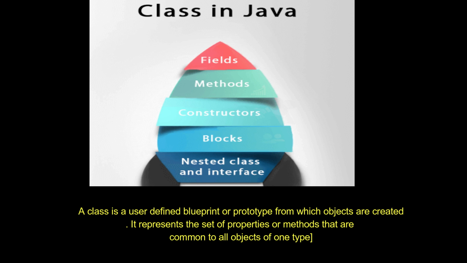A class is a user-defined blueprint or prototype from which objects are created. It represents the set of properties or methods that are common to all objects of one type.